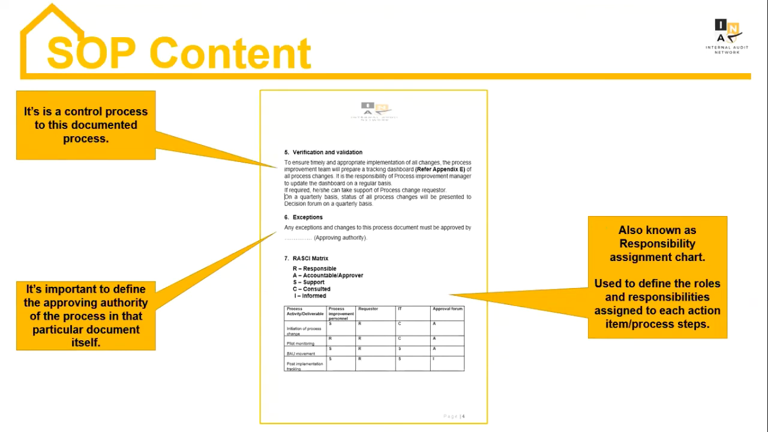For the second stage, pilot monitoring, again the requester is responsible. The process improvement personnel is also responsible for that particular process. IT is still consulted, and the approval forum is A. Like this, I have tried to make this RASCI. It gives you a picture of who is responsible to do what for each step. In a short, small table, it gives you a clear picture.